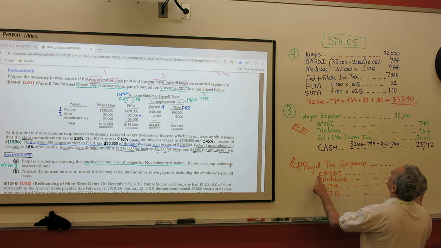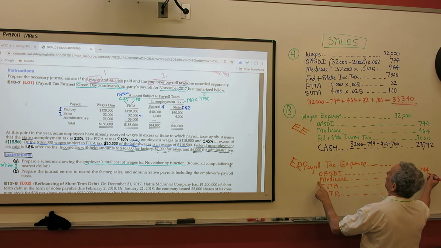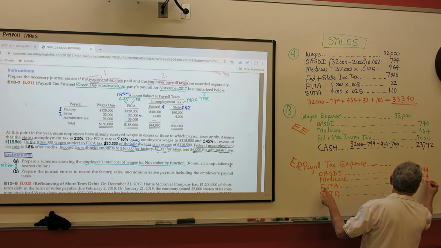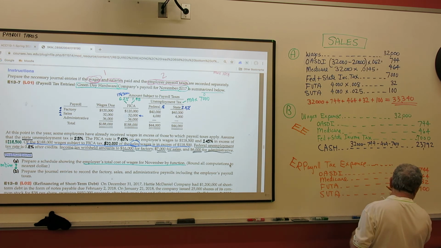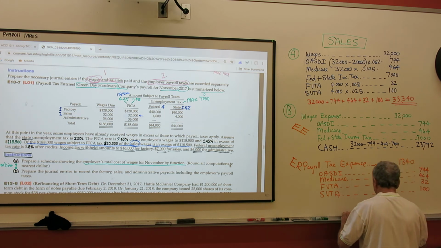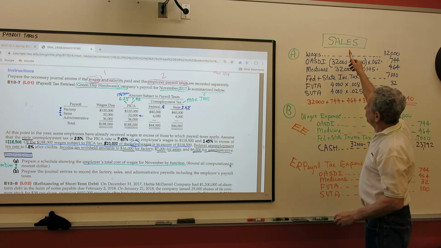And OASDI, we already said that was going to be 744, that's their match. They match Medicare, that's going to be 464. The FUTA and the SUTA is not a match, they have to actually pay that for employment, 32 and 100. If you add those up, you're going to get 1,340. And that is these all added up as your payroll tax expense. 1,340. That's part A and B, and it's the sales.